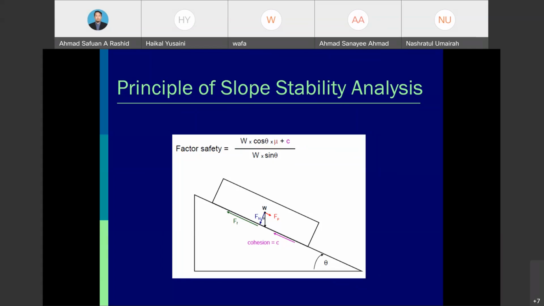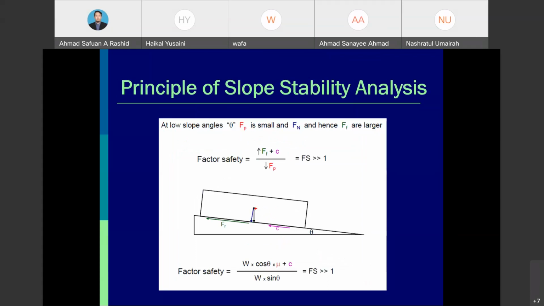While W sine theta is actually the driving force, it consists of the weight of the soil or the block, which is parallel to the plane of failure. So that is the principle of slope stability analysis, how they come up with the factor of safety equations, basically based on the resisting force and the driving force.